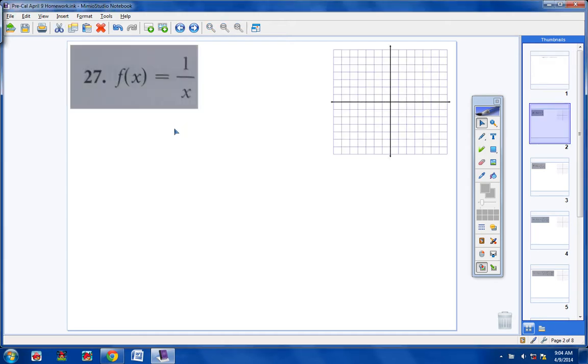Number 27. Actually, the first 5 problems are going to be graphing rational functions. And so in your notes I've given you 3 steps. Step 1 is to find all of the asymptotes.